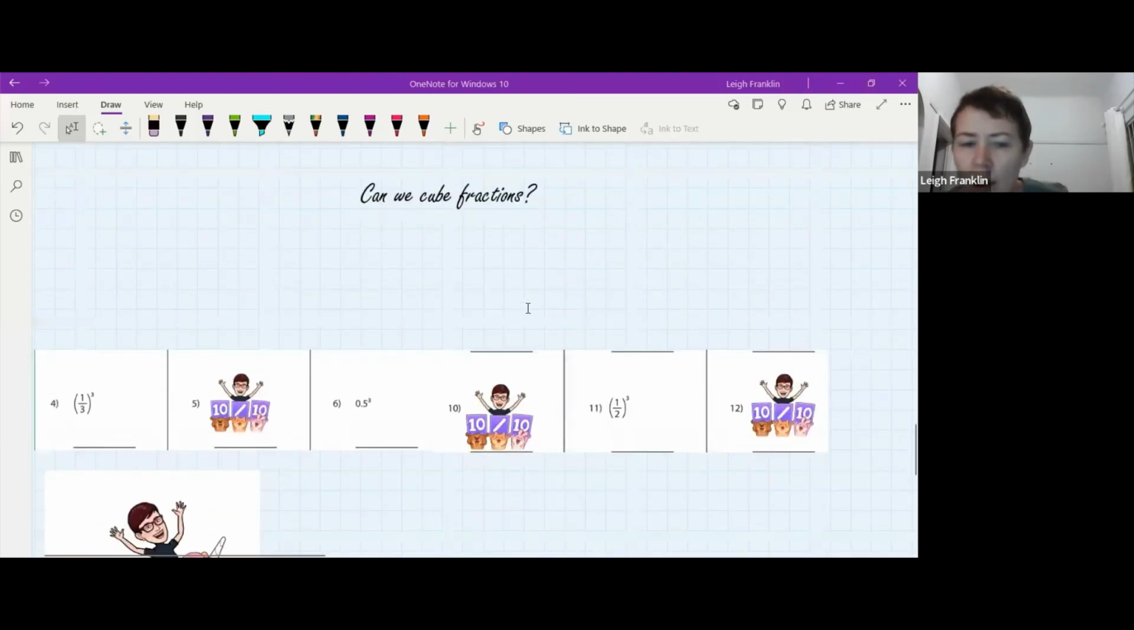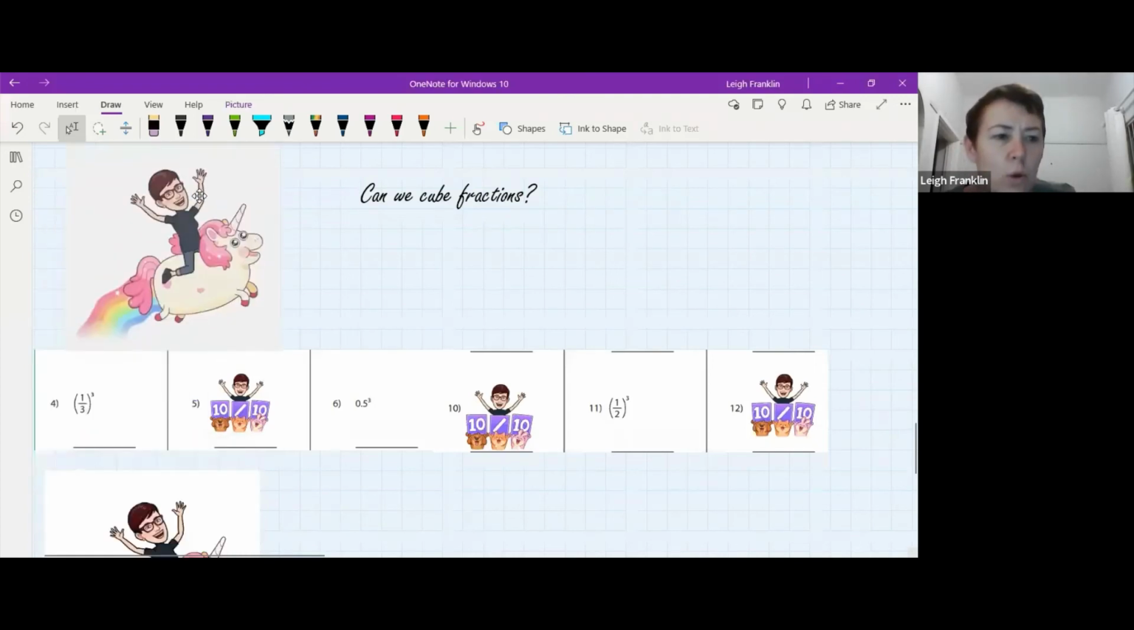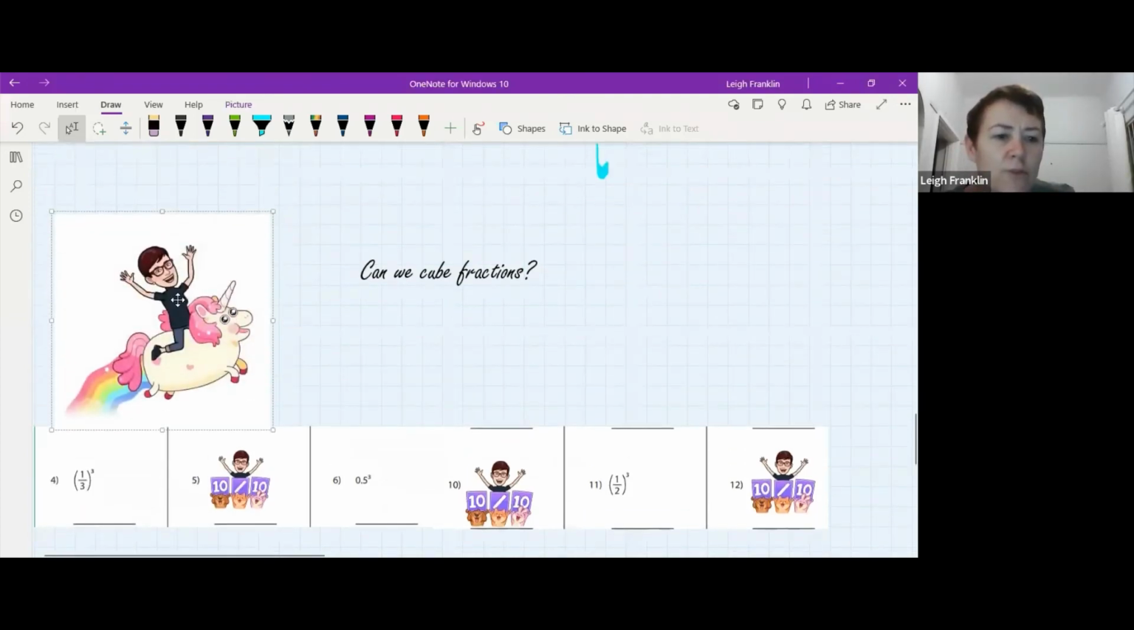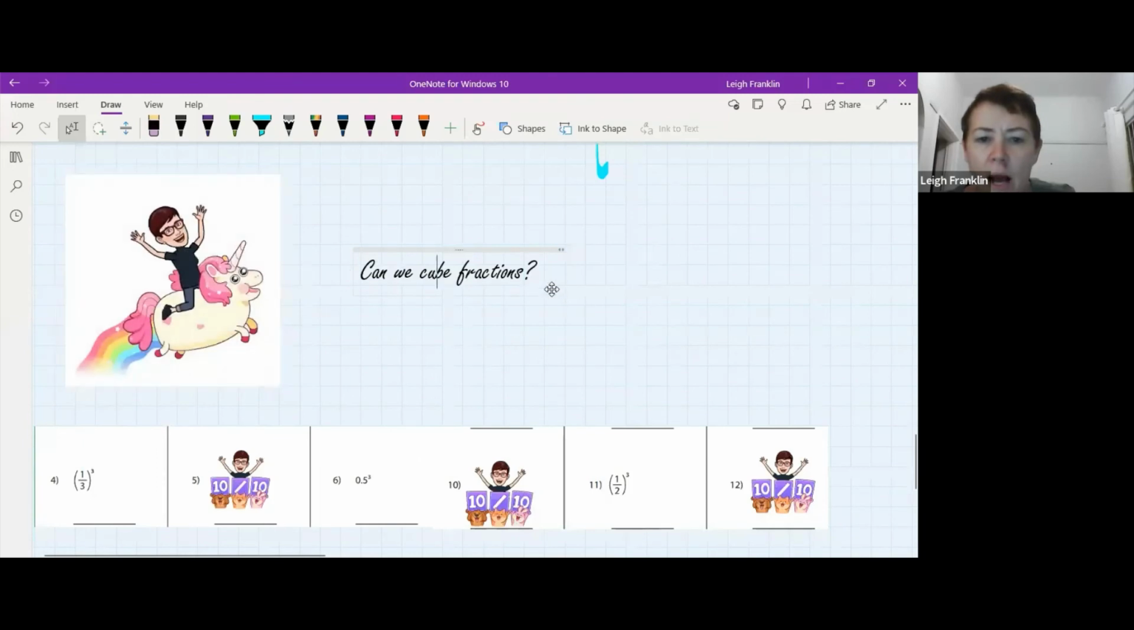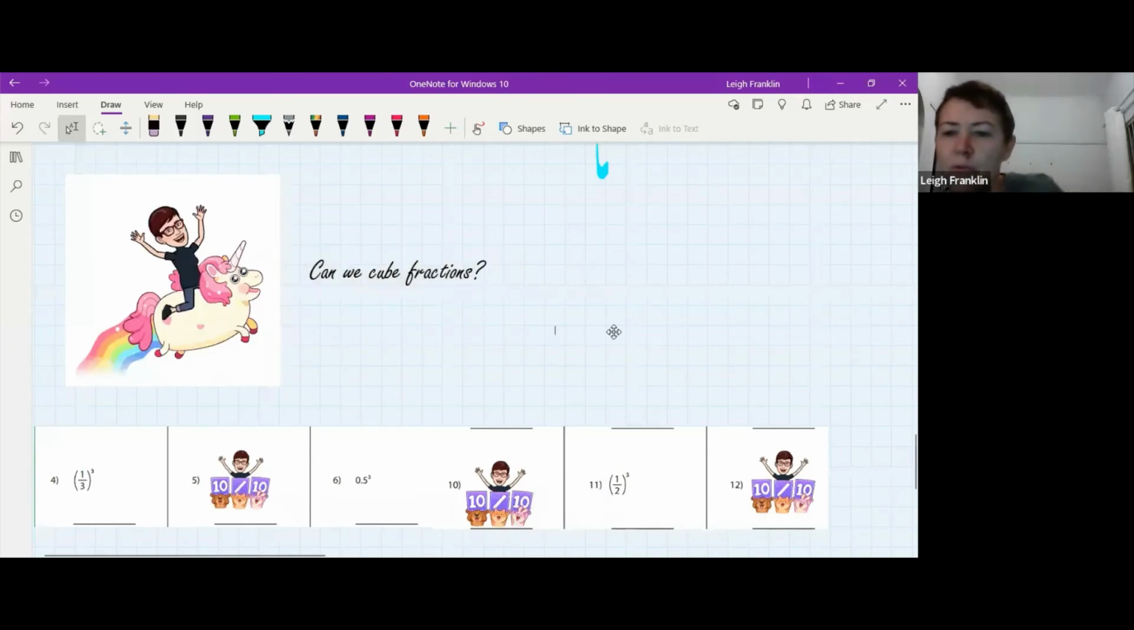Okay, so we've only got a few minutes left. We have to do a poll today. So there's a question that we're going to ask you guys afterwards. But before we do that, I wanted to ask you a question. What do you think about cubing fractions? Do you think it's possible for us to cube fractions? Do you think that's something that we can do? Yes, teacher. Yes, ma'am. Maybe.